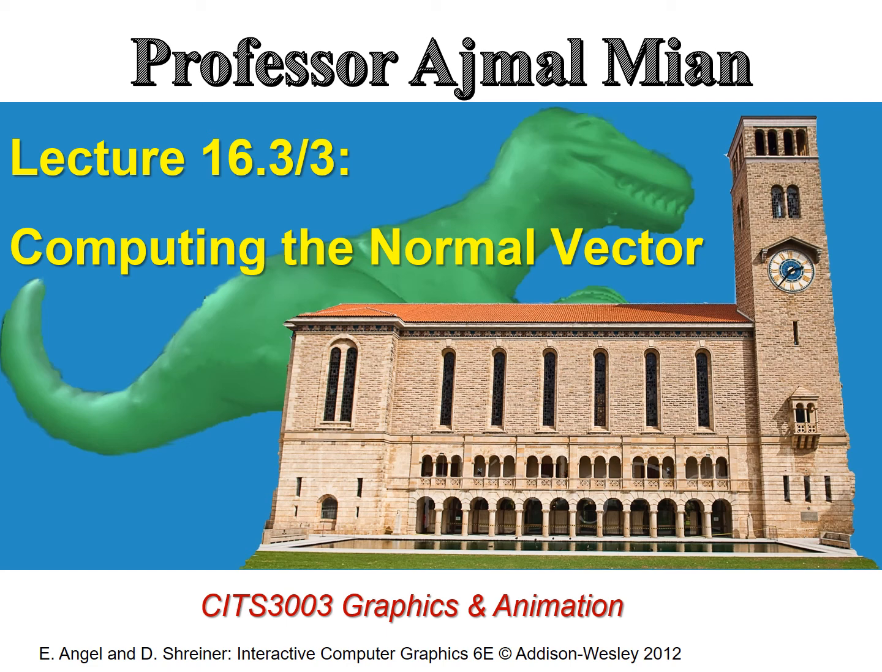The vector L can be easily computed by subtracting the light source position from a point. Similarly, the vector V can easily be computed by subtracting the position of the camera from the point. The only computation that requires a little bit of attention is the computation of the normal vector.